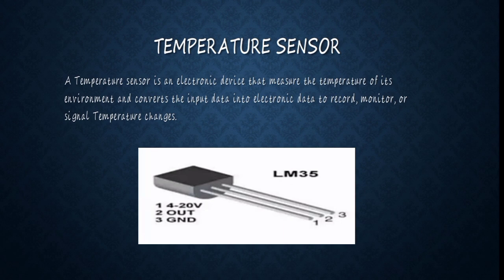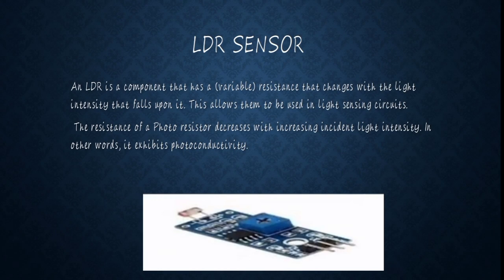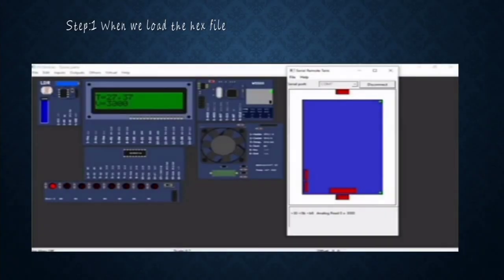Temperature sensor. It is an electronic device that measures the temperature of the environment and converts the input data into electronic data to record, monitor or signal temperature changes. LCD, liquid crystal display controller. This displays alphanumeric characters and symbols. LDR sensor. This is a light dependent resistor. Now let us move briefly into the implementation of the project.